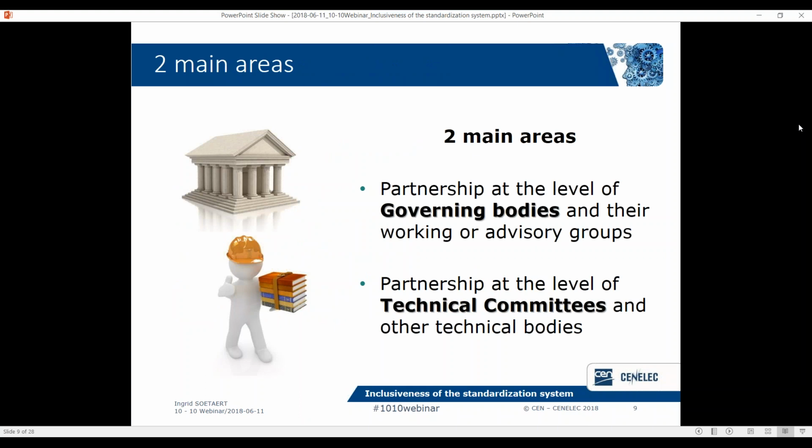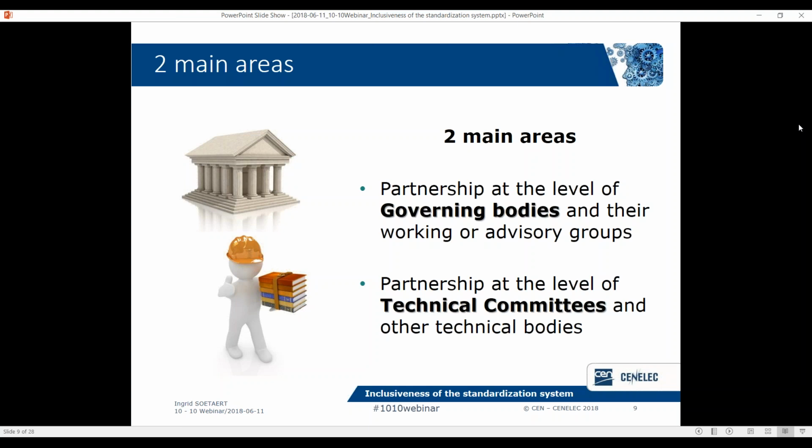CEN and CENELEC offer European organizations, associations and stakeholders 2 main areas in which to build active partnerships. The first one is partnership at the level of governing bodies and their working or advisory groups, such as the General Assemblies, Presidential Committee, their working advisory groups, as well as the CEN and/or CENELEC technical boards. The aim is to increase the competitiveness of the European industry and to contribute to the welfare of European society. Such high-level partnerships are with the European Union and EFTA, as well as with sectoral and pan-sectoral organizations representing at European level the interests of industries, SMEs, and societal groups.